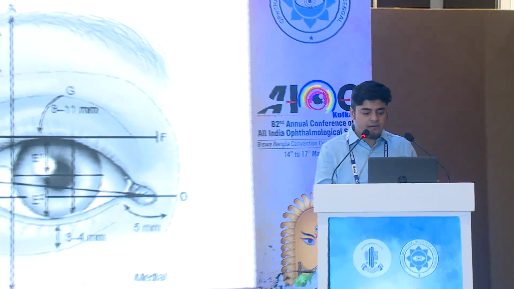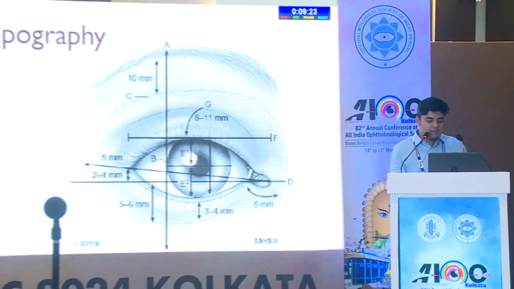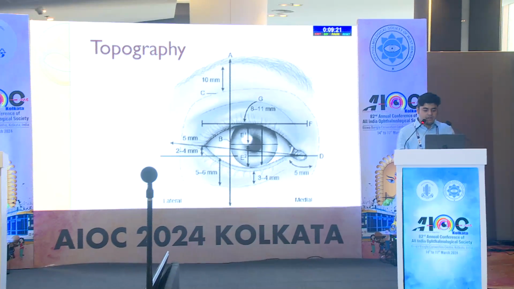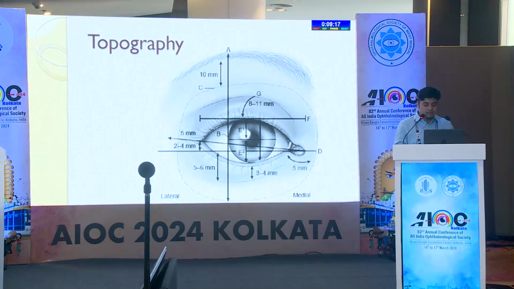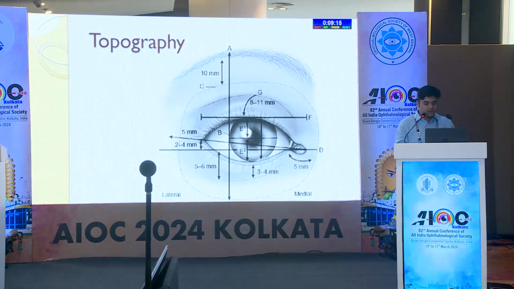The eyelids cover the upper and lower parts of the eyeball, and the vertical palpebral fissure height is about 10 to 11 millimeters, and the horizontal palpebral fissure length from the medial to the lateral canthus is about 28 to 30 millimeters. The lateral canthus lies at a level of 2 to 4 millimeters above the medial canthus, and the vertical lid crease in the upper eyelid is about 8 to 11 millimeters.